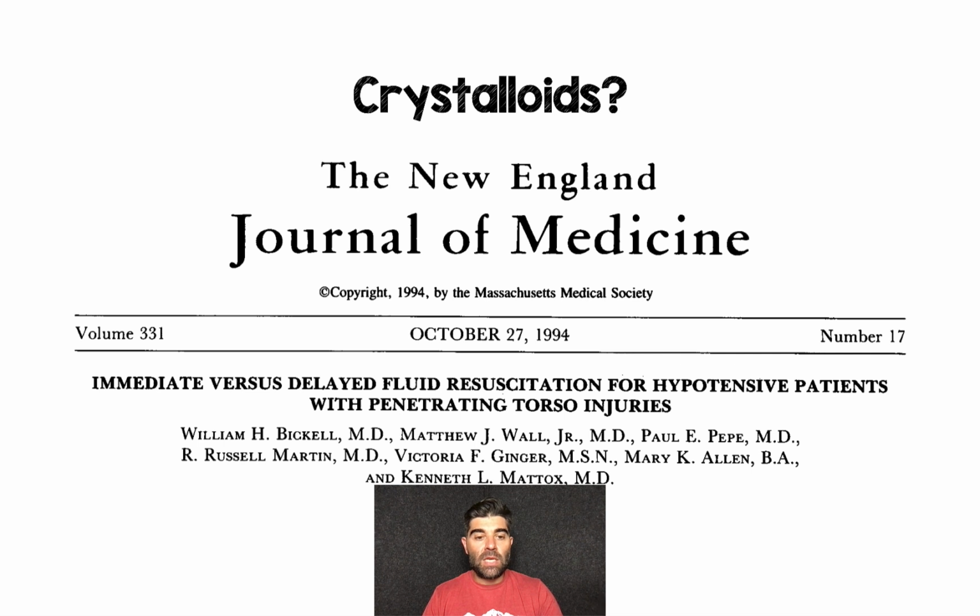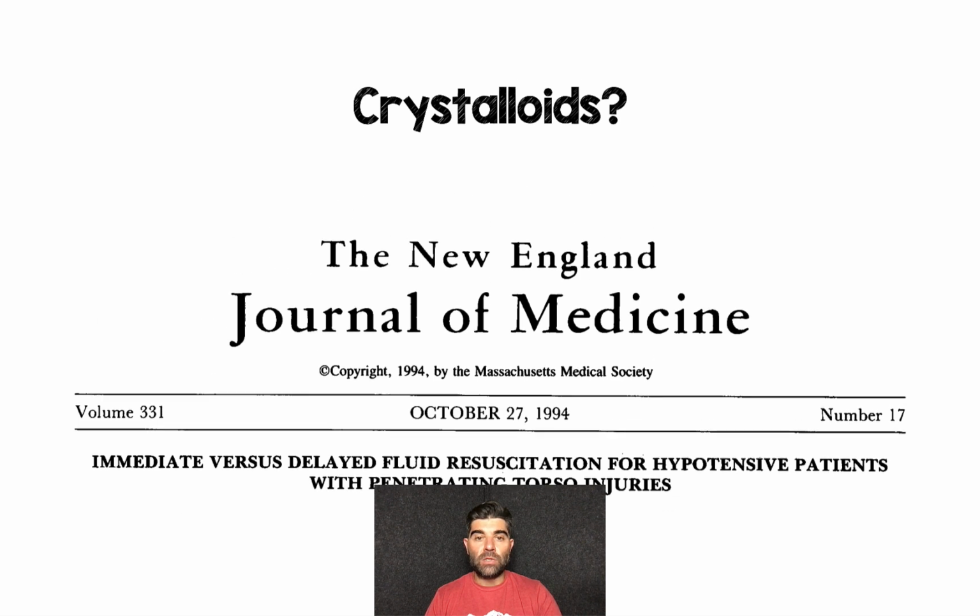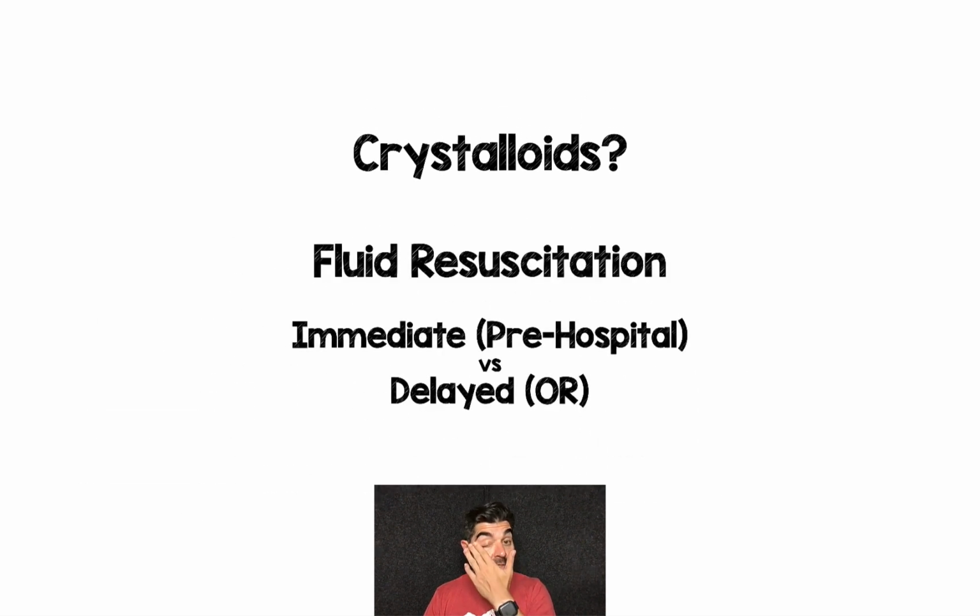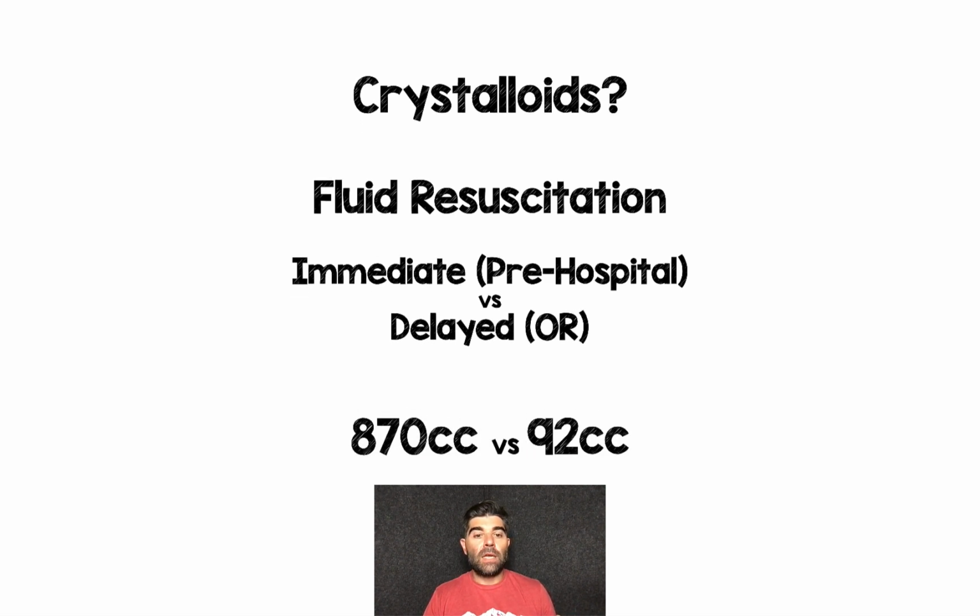And this was looking at immediate versus delayed fluid resuscitation for hypotensive patients with penetrating torso injuries. And so here's what their fluid strategies were for fluid resuscitation. There was giving them fluids immediately in the pre-hospital world versus delayed, which they called in the OR. So how did this study pan out? Well, it turns out that the patients in the immediate group that got lots of fluids got almost a liter of fluid, and the ones that were delayed only got about 100 cc's. So there's definitely separation between the two groups.